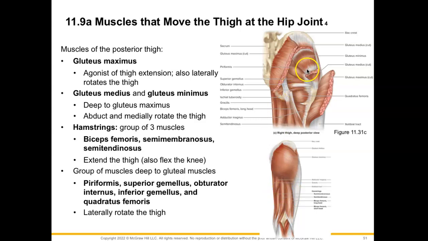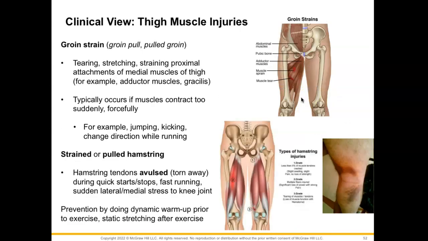Now for our deep muscles here, to those gluteal muscles, we have our piriformis, superior gemellus, obturator internus, and you can see the muscle belly here covering that obturator membrane as well, but on the opposite side of obturator externus. Our inferior gemellus and quadratus femoris here. All of these are going to work to laterally rotate the thigh.